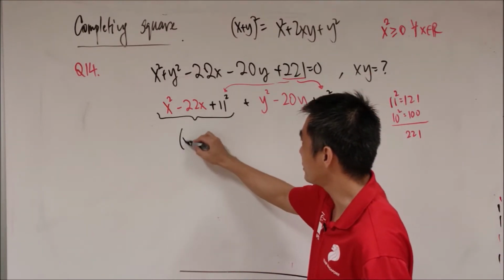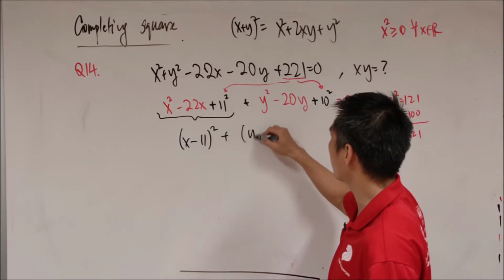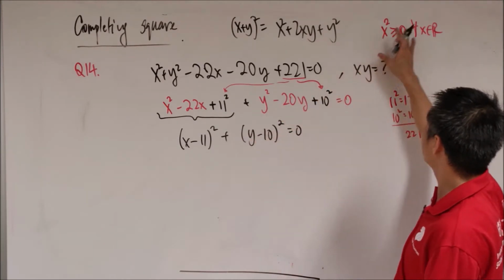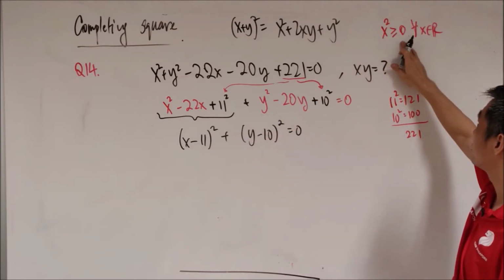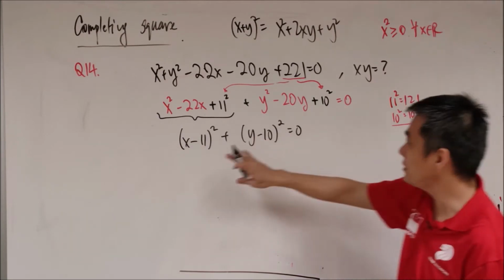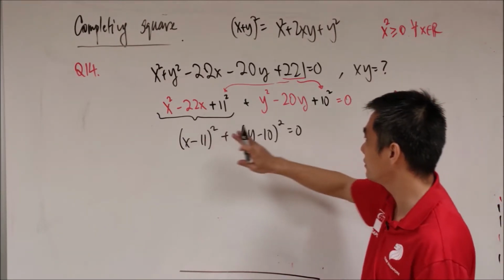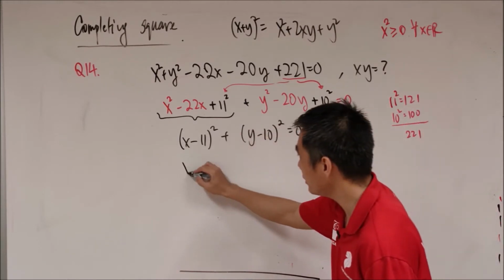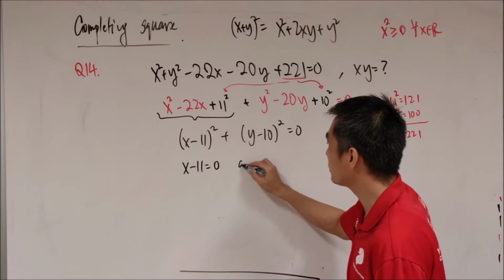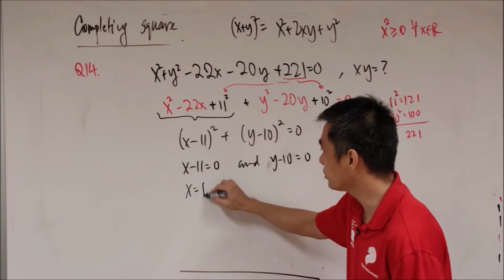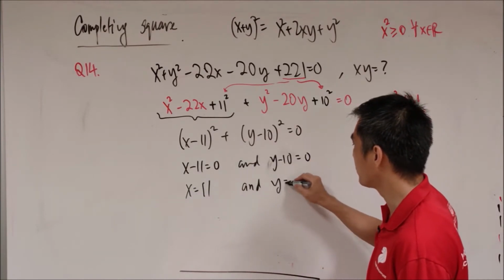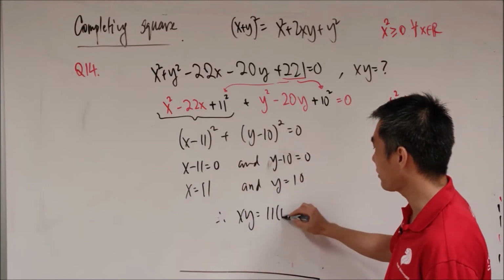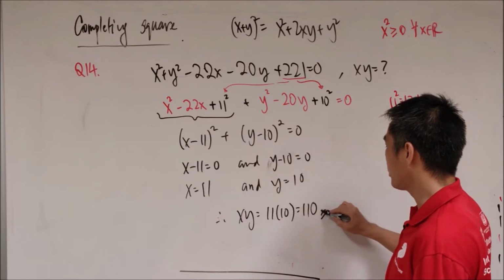By completing the square, this is (x minus 11) squared, and this is (y minus 10) squared. And since a square is greater than or equal to 0 for any real number x, this is at least 0, this is at least 0, and the sum is equal to 0 if and only if each of these is equal to 0. And therefore x equals 11 and y equals 10.